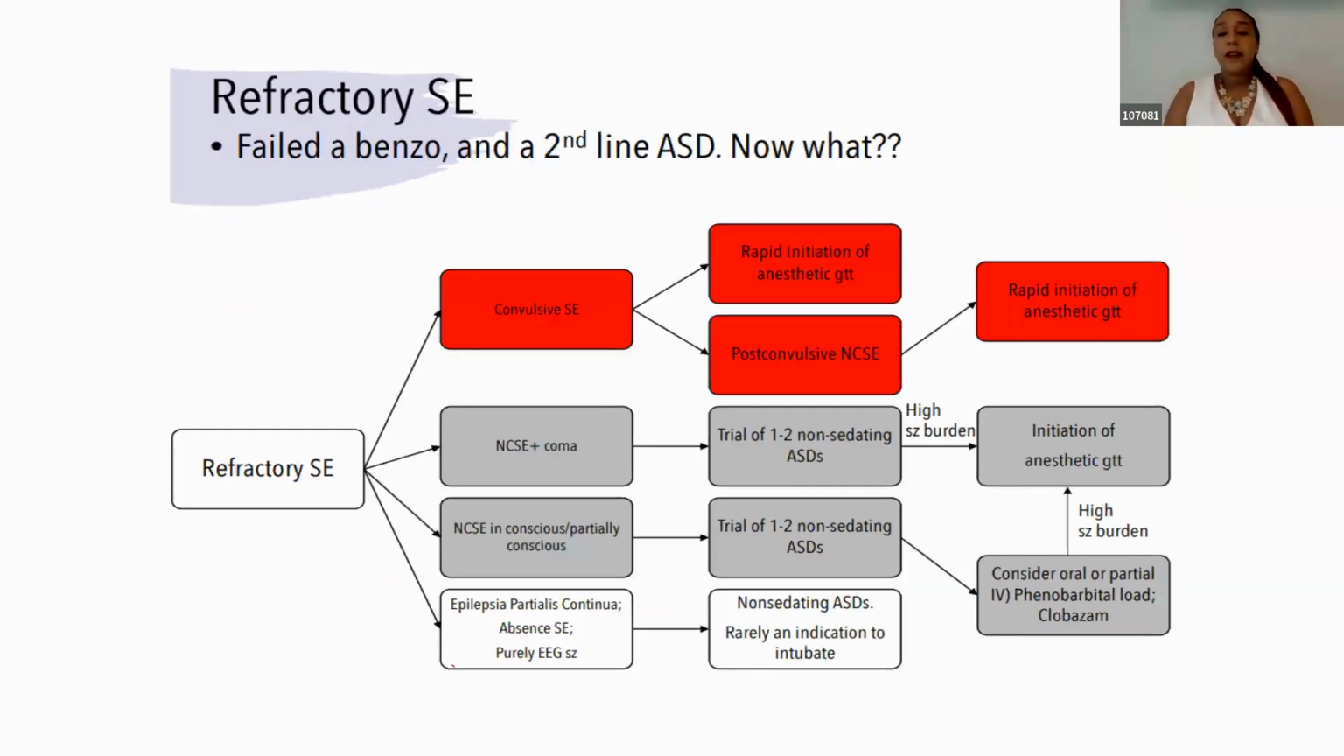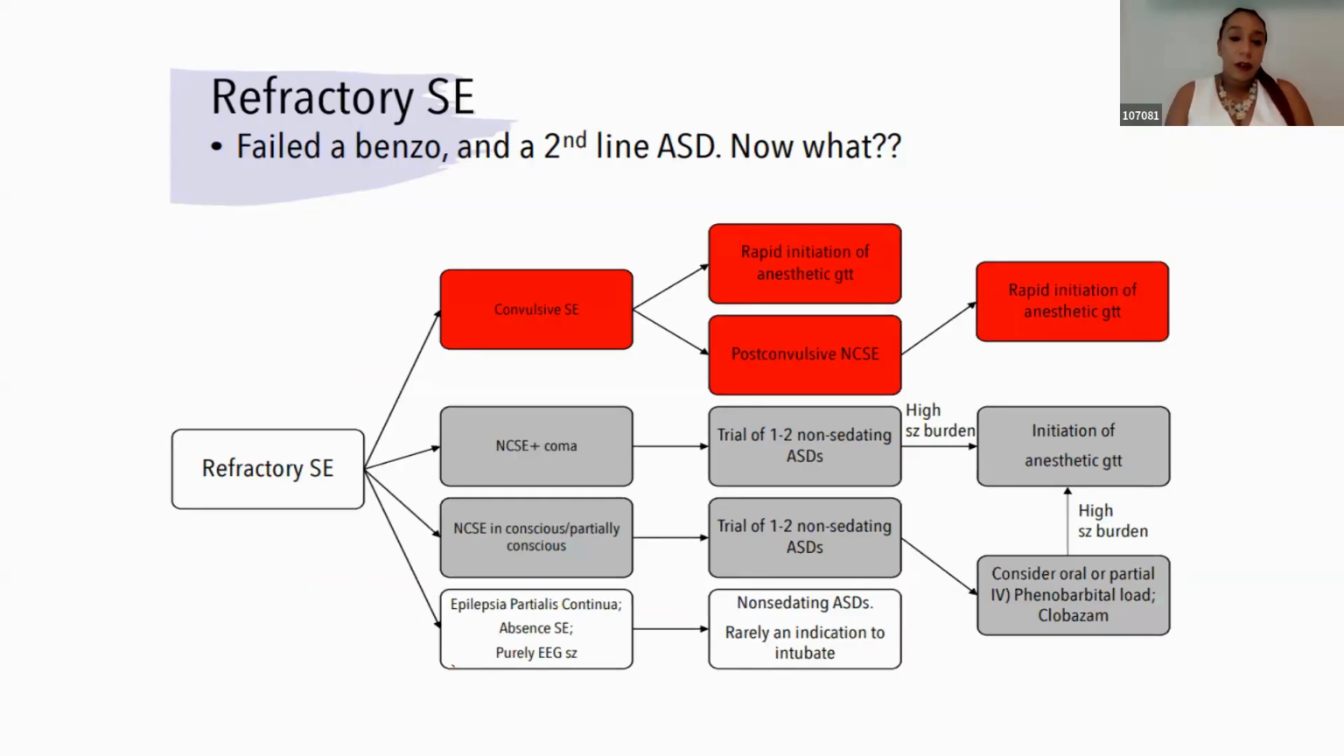So refractory status epilepticus. So this is the acute phase. We gave our benzo, we gave our second line. Now our patient is still seizing. You're like, oh gosh, I don't want these patients to have neuronal damage. And that's when we basically go on to use our anesthetic medications.